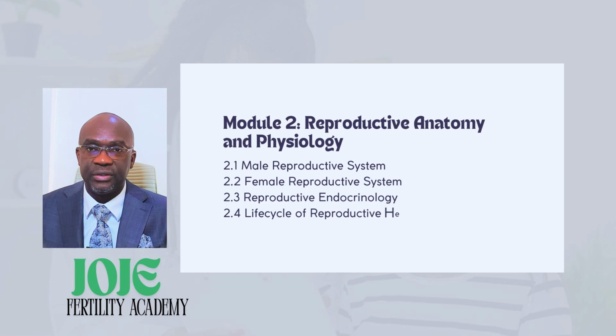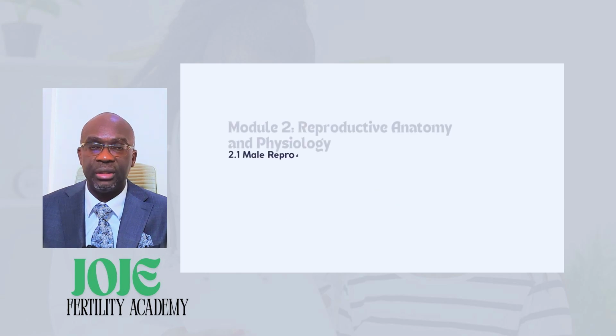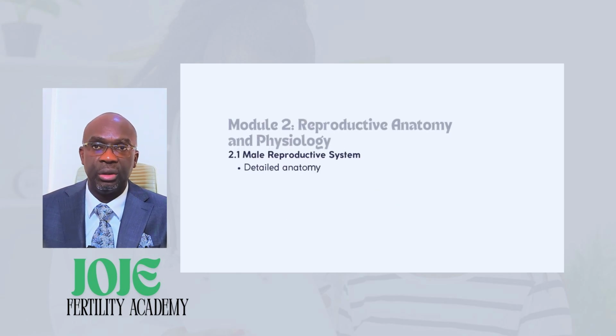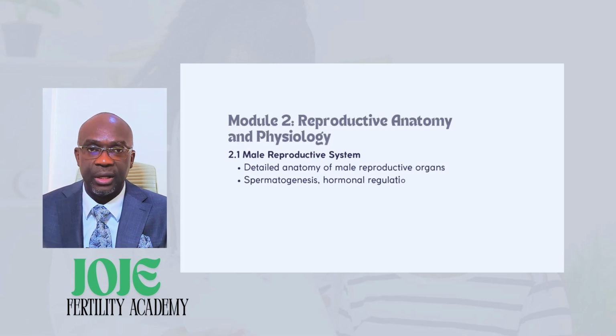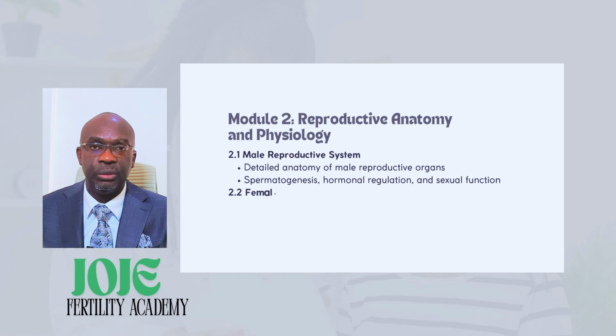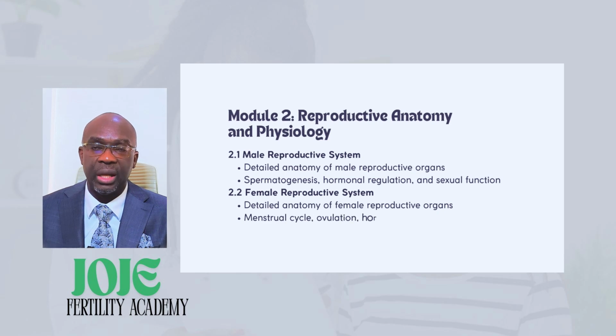Under the male reproductive system, we'll be looking at detailed anatomy of the male reproductive organs. Then we'll look at spermatogenesis, hormonal regulation, and sexual functions. Under the female reproductive system, we're looking at the detailed anatomy of the female reproductive organs. We'll look at the menstrual cycle, ovulation, hormonal regulation, and sexual functions.